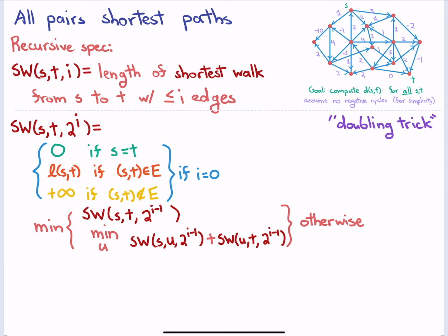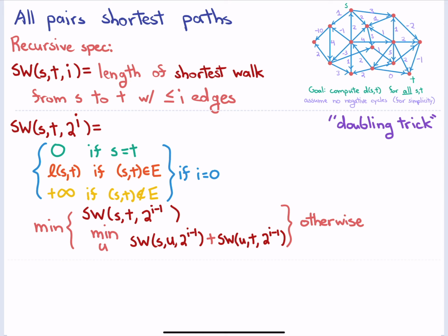If S is equal to T, then the distance is 0. You can just stay there. And if S is not equal to T, but there's an edge between S and T, you can use that edge. And then finally, if S is not equal to T, but there's no edge, then you get positive infinity. So the base cases are a little bit different, but same idea.